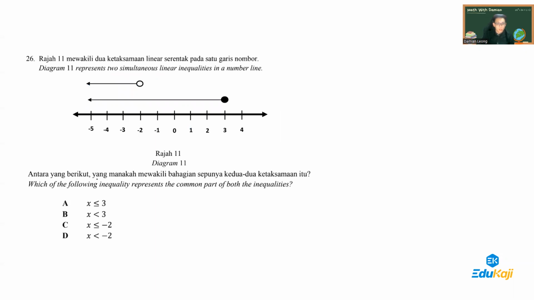Question 26. Which of the following inequalities represents the common part of both inequalities? Common part means where both lines are there. So it's here. To the left of -2 means less than -2. x less than -2. Okay, because this point is not shaded, there's no equal. So answer D.